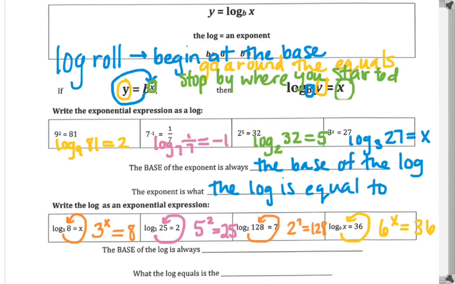So the base of the log is always the base of the exponent. And what the log equals is the exponent. So summarizing everything we've talked about so far.